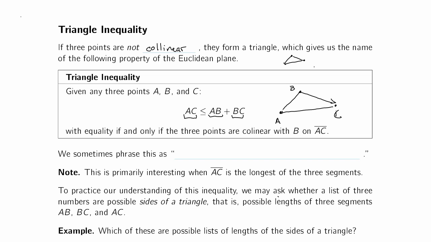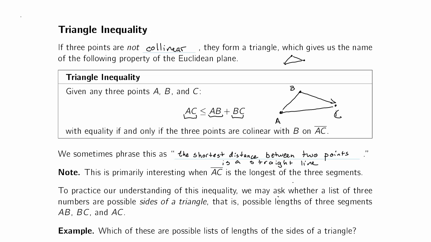collinear. We sometimes phrase this property as the shortest distance between 2 points is a straight line. If I have some distance between A and C, I can't get there faster by going through B. And so that's another property that characterizes the plane.